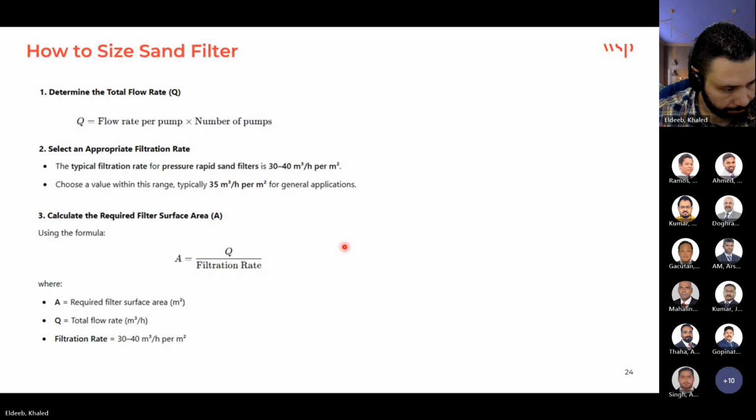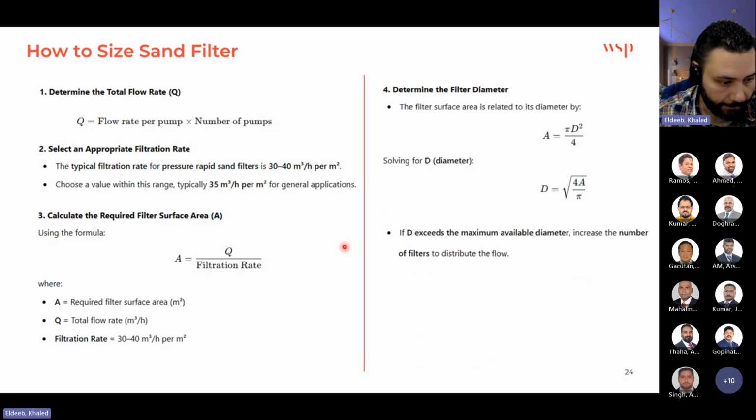And then we calculate the area. Once we have the filtration rate and the flow, if we simply divide the flow by the filtration rate, it will give me the area of this filter. And then from the area, we can bring the diameter and specify this filter. As we see here, the area of the circle, because it's the cross-section area of the filter circle, is pi times d squared divided by 4. From this we can obtain the diameter.